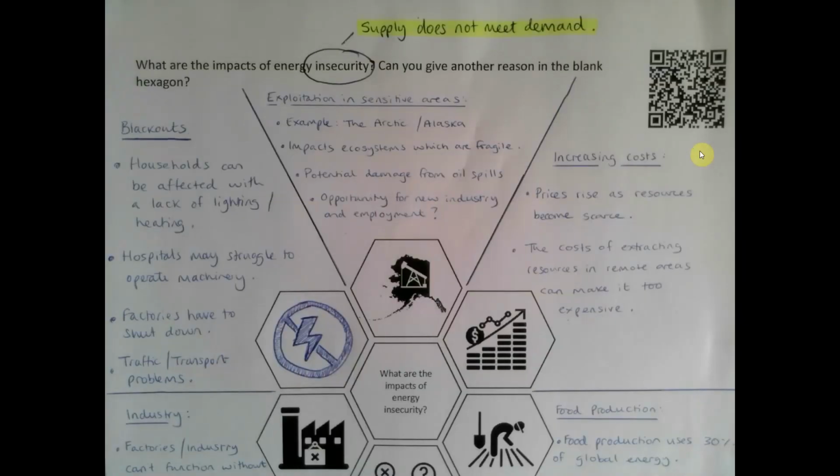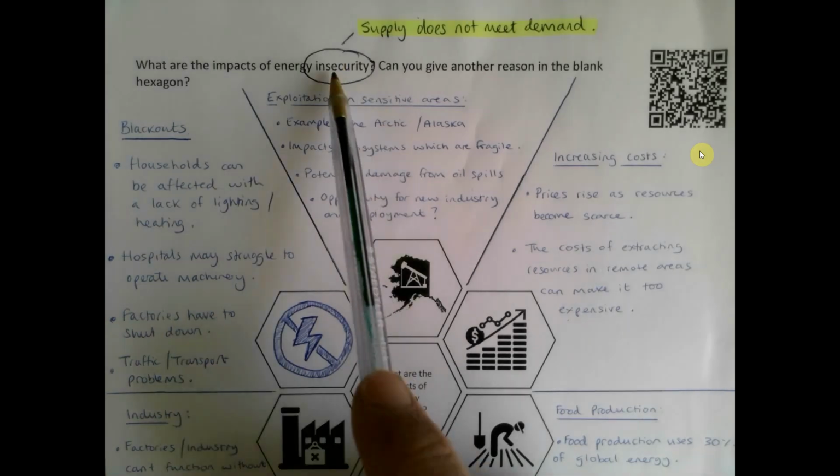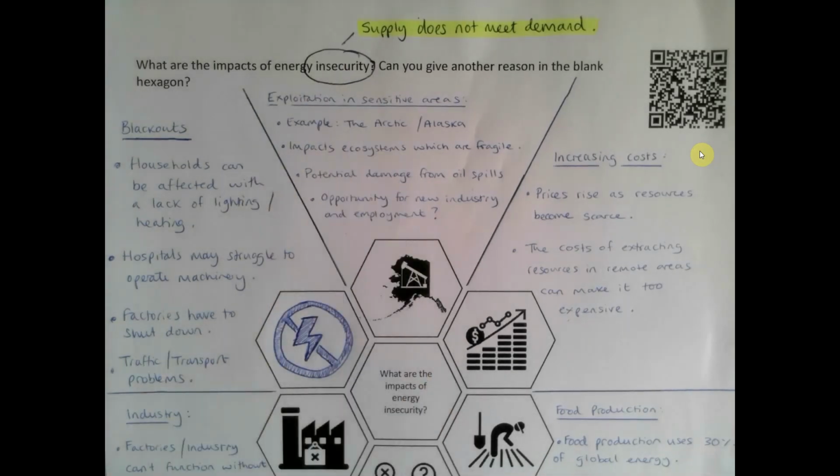Okay, so in this next section, we're going to think about the impacts that energy insecurity can have on particular countries or individuals. It's worth us maybe starting by thinking about what we mean by that term, energy insecurity. Insecurity occurs because supply of energy does not meet demand. Maybe a country is not able to supply enough energy to its population to actually meet the needs and demand of that population. And this can have a number of impacts, and we're going to look at each of these impacts in turn.